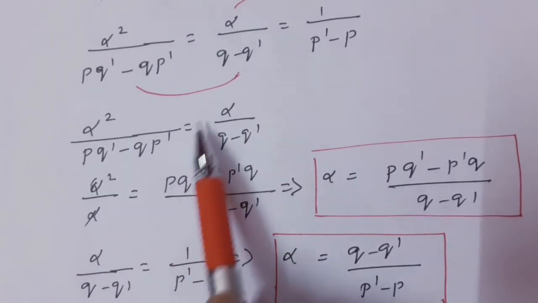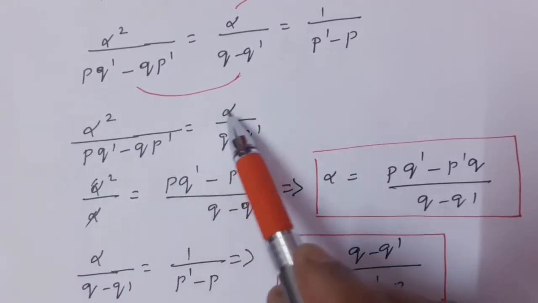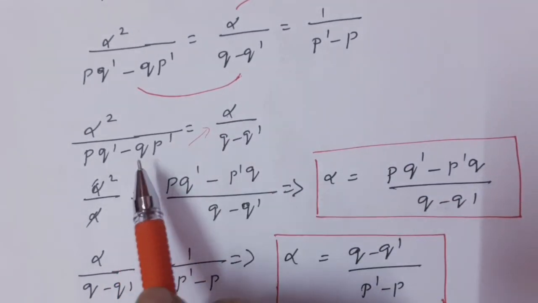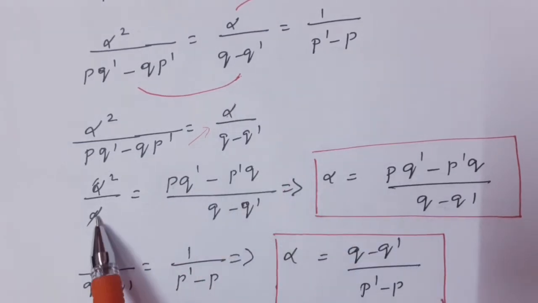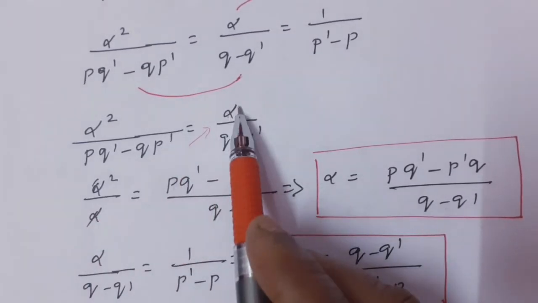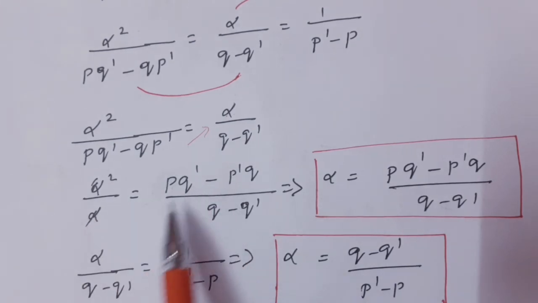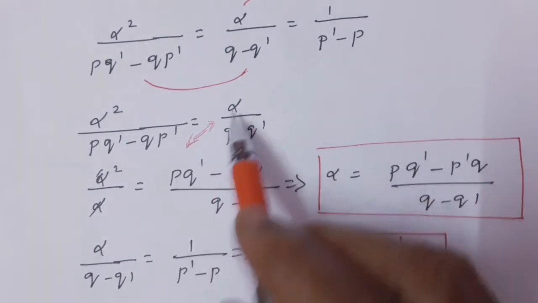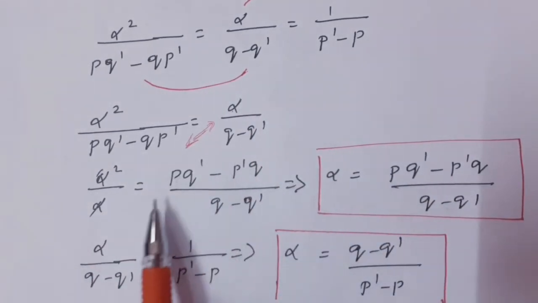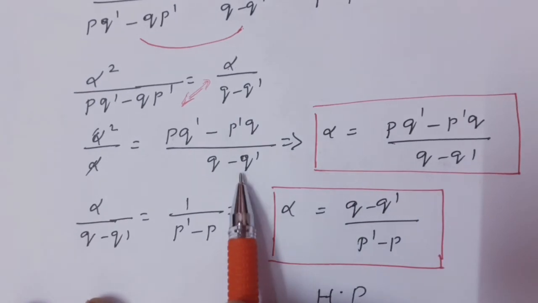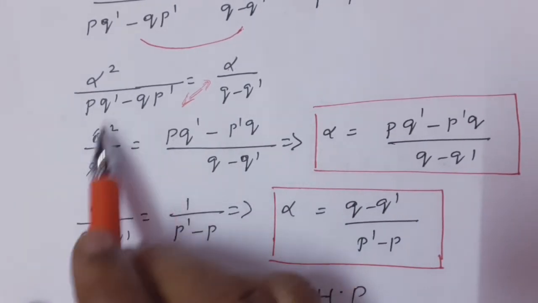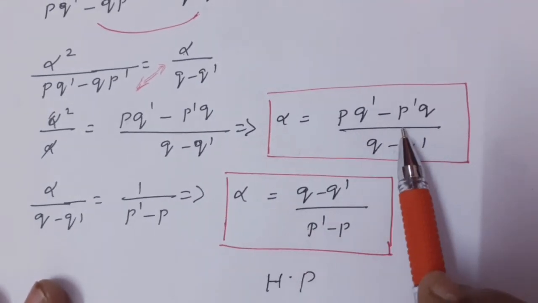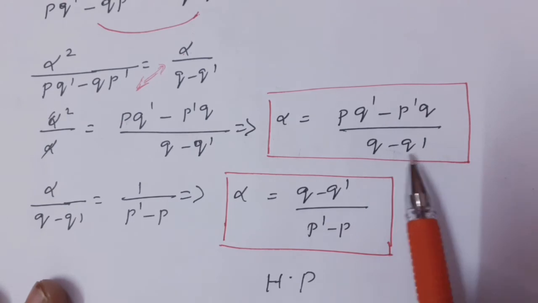If we cross multiply, alpha comes to the denominator and the denominator goes to the numerator. Alpha square by alpha equal to pq dash minus p dash q by q minus q dash. We cancel alpha square and alpha, we get one alpha. What is alpha? Alpha is nothing but pq dash minus p dash q divided by q minus q dash.